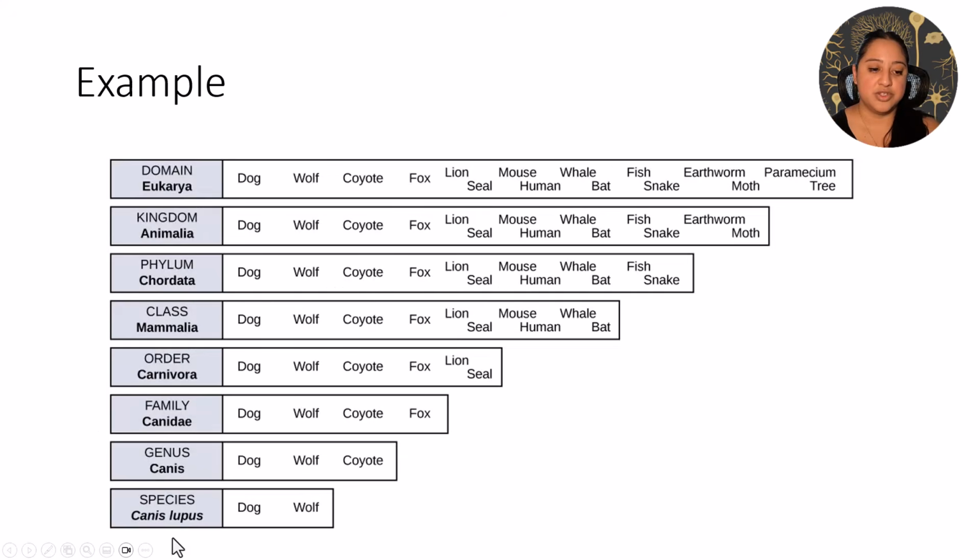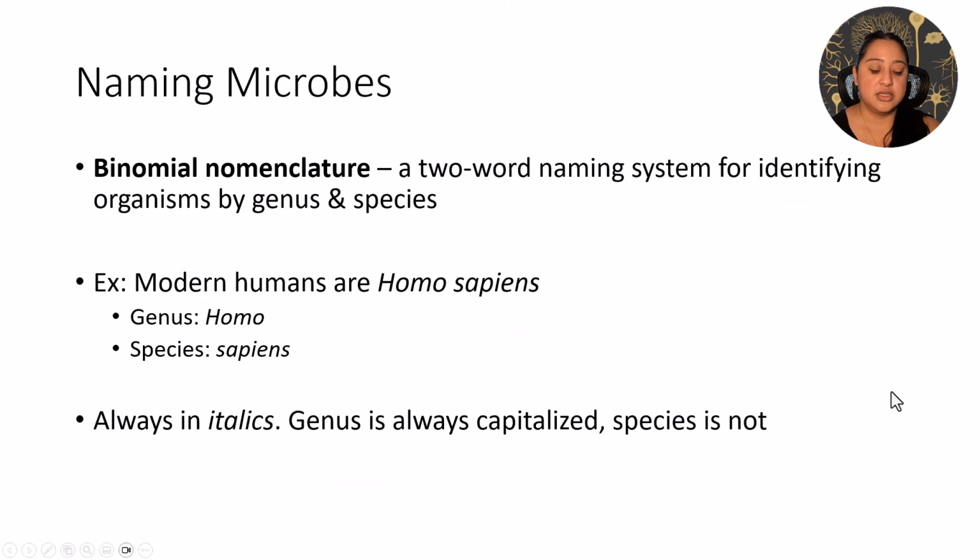So if we go back to the Canis lupus, it's the same thing. So anytime you write about an organism, including bacteria, it's going to follow that convention. Italics, genus, and species.